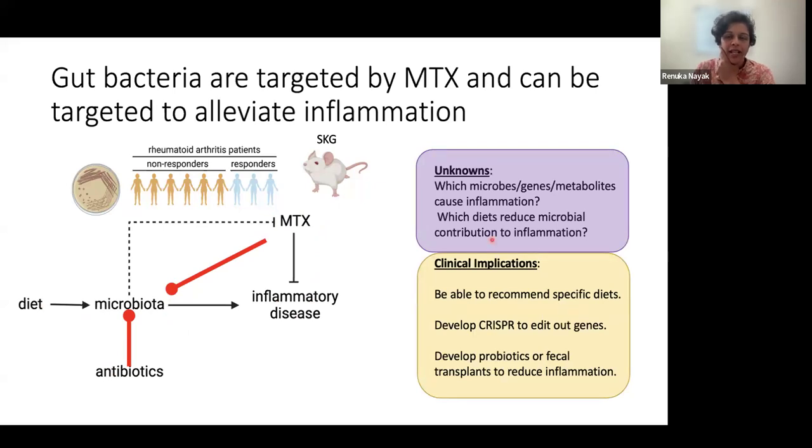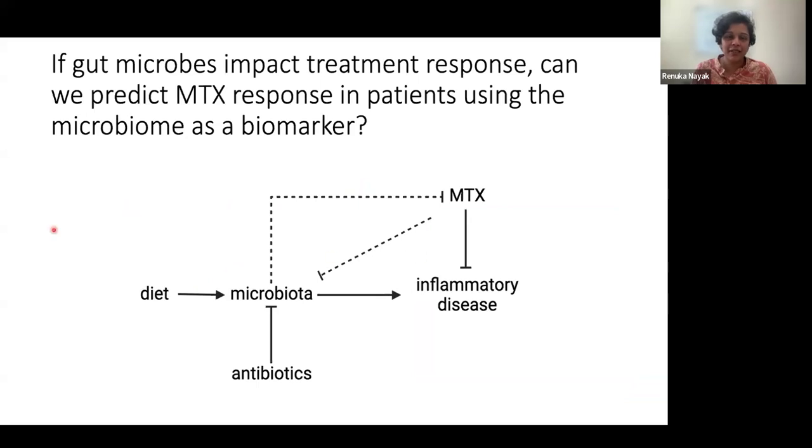And so again, there's a lot of unknowns here: what microbes, which genes, what metabolites. Patients ask about diet. If we understand those, we can develop some of these therapies, or probiotics or fecal transplants. I think people are doing fecal transplants in rheumatoid arthritis, and there's a clinical trial that's ongoing, but we don't understand which microbes are important. I think in that space, there's still a lot to uncover.